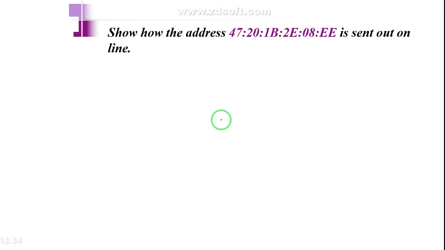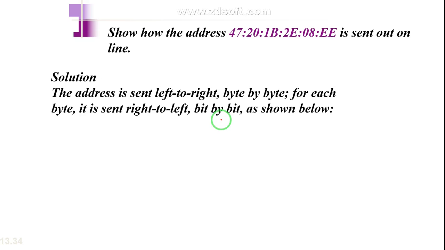Now, we have seen the Ethernet address, but from this example, we would come to know how the addresses are sent out online. From a writing point of view, we write it in a different way, but how it is transmitted is completely different. The address is sent left to right, that is byte by byte. Please remember, guys, left to right, byte by byte.